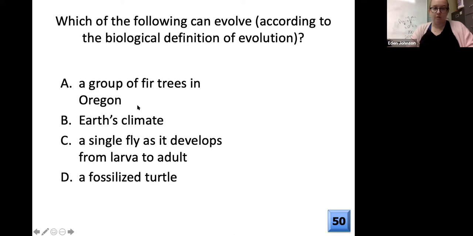A group of fir trees in Oregon, this is a population of a single species. Fir trees is the species, and you have a group of them. That's a population in one place in Oregon. They can evolve. Over generations, if a few individuals become better suited for their environments, they will be able to put out more pine cones, for instance. They will be able to reproduce more, have their traits more present in the next generation. So the answer is A.